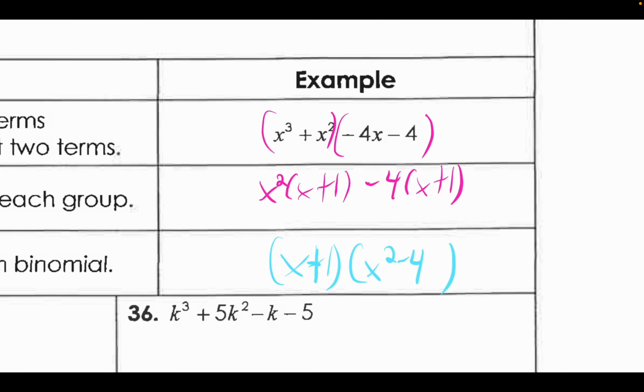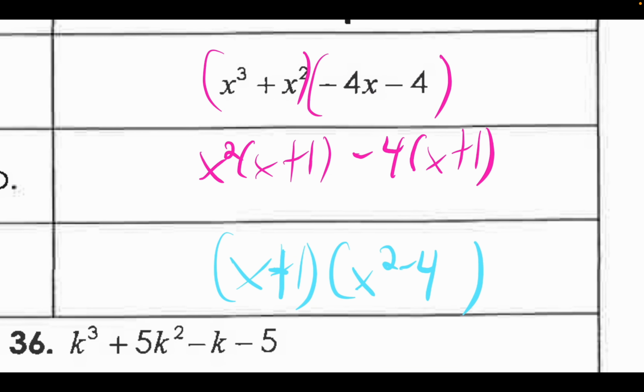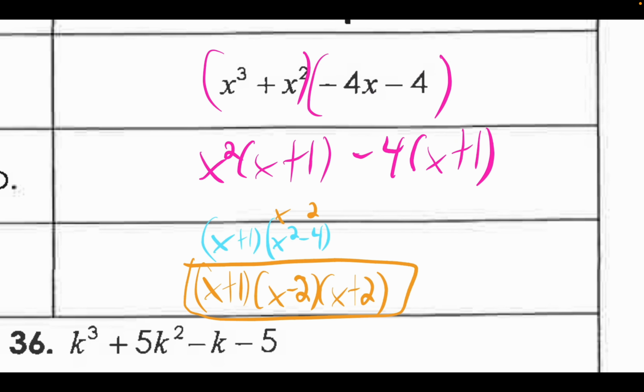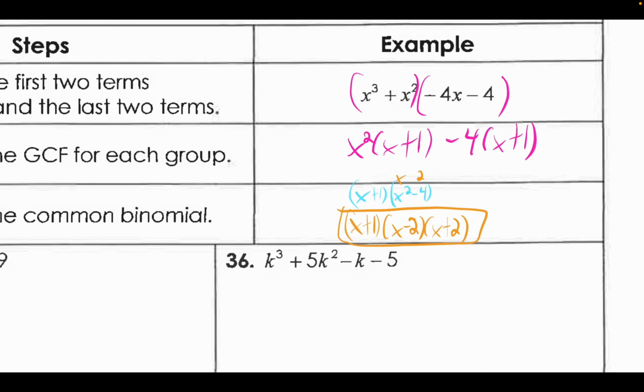However, this actually factors further, so I suppose I should write that a little bit smaller, because x squared minus 4 is a difference of two squares. So x plus 1, x squared minus 4, and then this is x and 2. For x times x is x squared, and 2 times 2 is 4. So x plus 1 stays the same, but then x squared minus 4 factors into x minus 2 and x plus 2. And that'll be the end of that example.